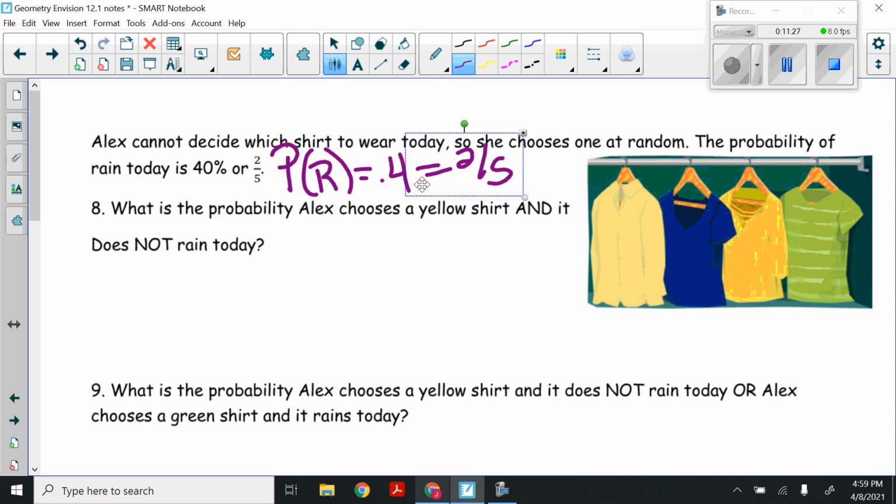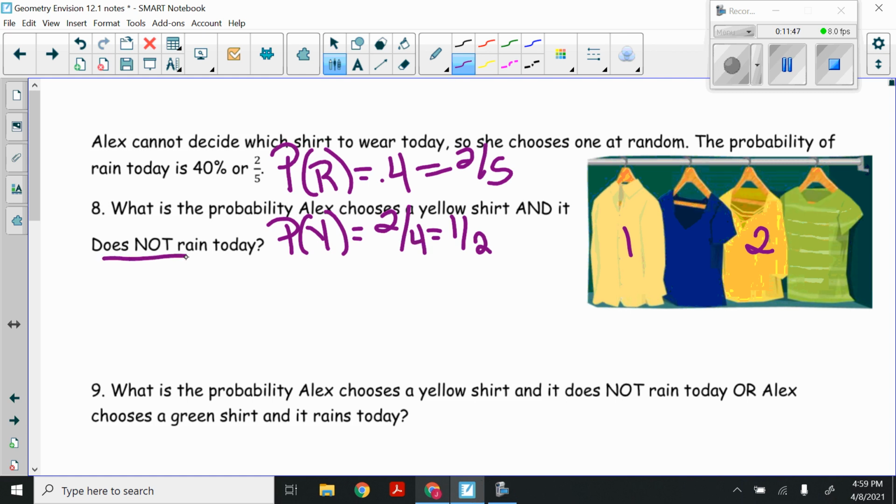What is the probability Alex chooses a yellow shirt and it does not rain today? So first let's see what's the probability of getting a yellow shirt. Over here we see we have 2 yellow shirts out of 4 shirts. So the probability of getting a yellow shirt is 1/2.